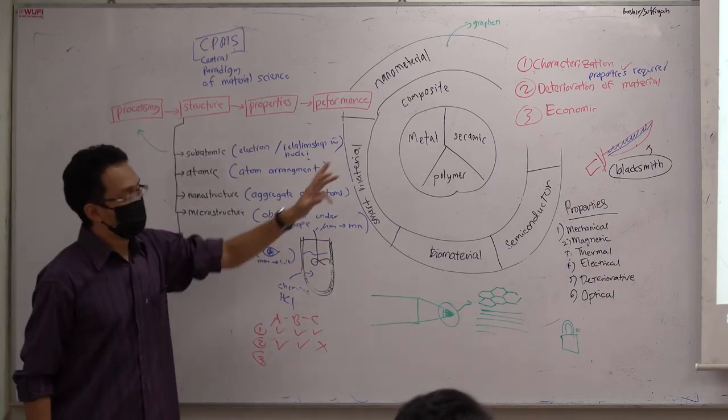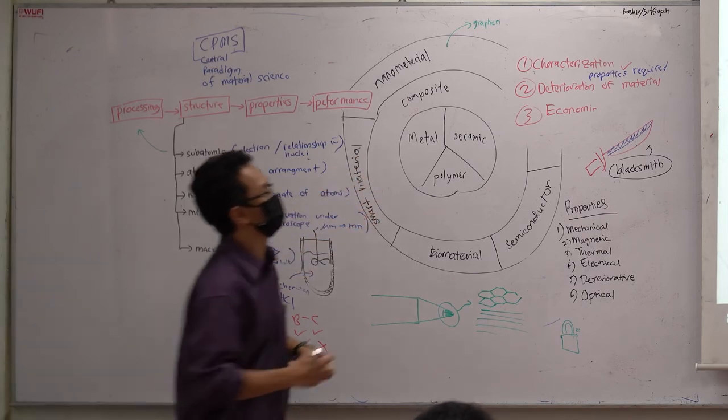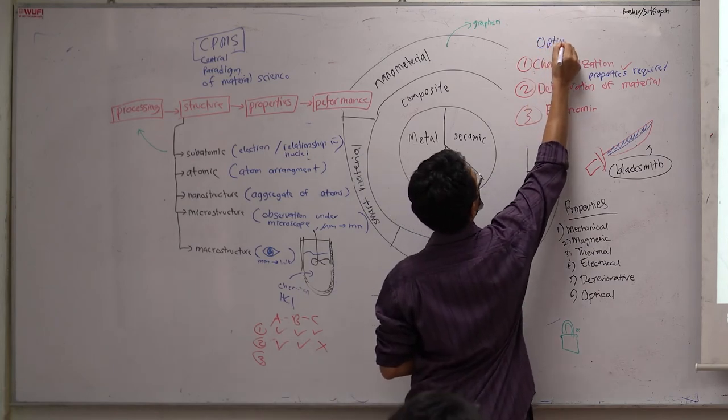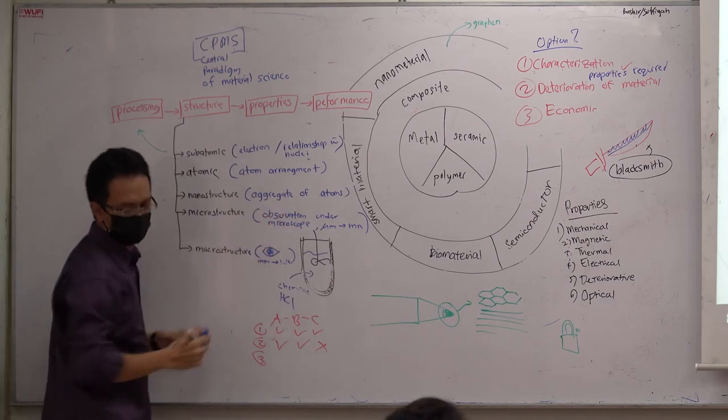So that is basically what we call when you have the option to select. When you have the option, how to select? These three are a guideline. Okay.